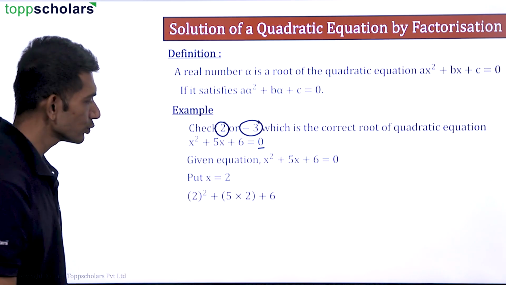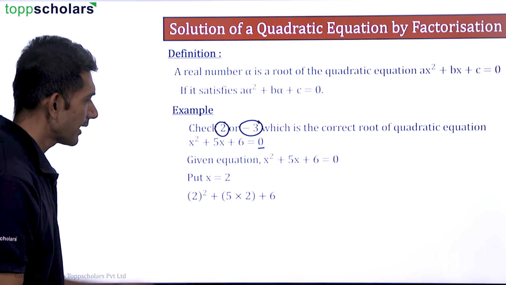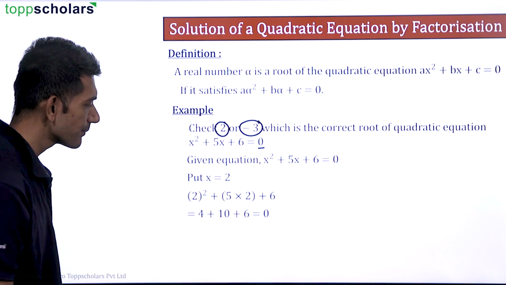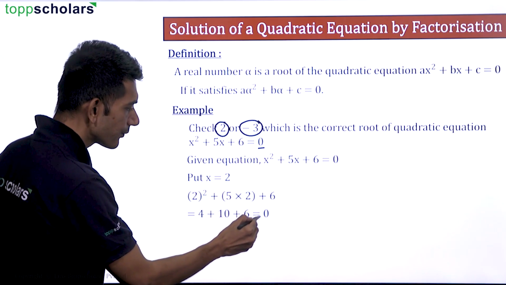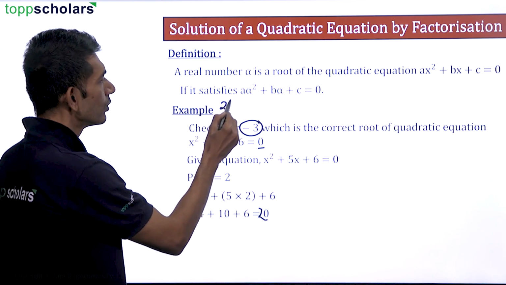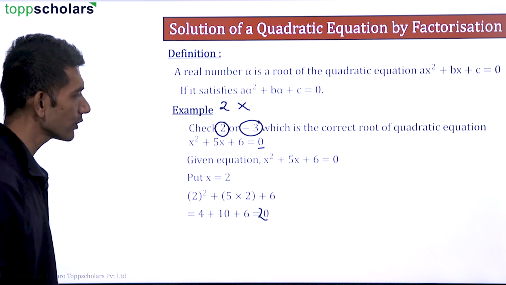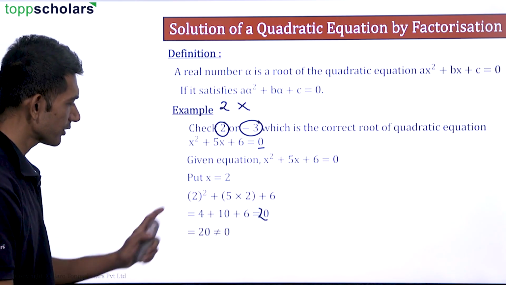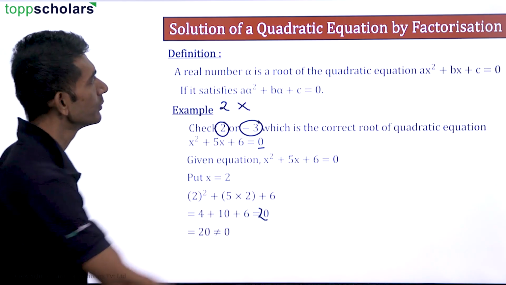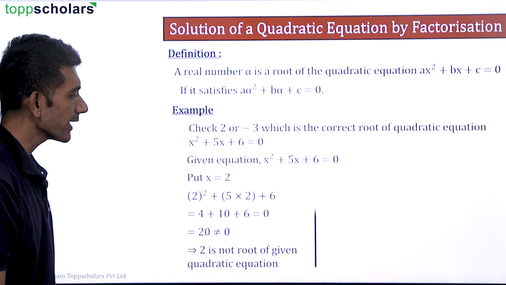2 square is how much? 2 square is 4. 5 into 2 is 10. And then you have 6. So can I say this is 4 plus 10 plus 6, which is nothing but 20, right? So you get 20. So definitely 2 is not the root, right? 2 is not the root of the quadratic equation. So this is 20. Okay, so we have 20 here, and 20 is not equal to 0. So 2 is not the root of the given quadratic equation.